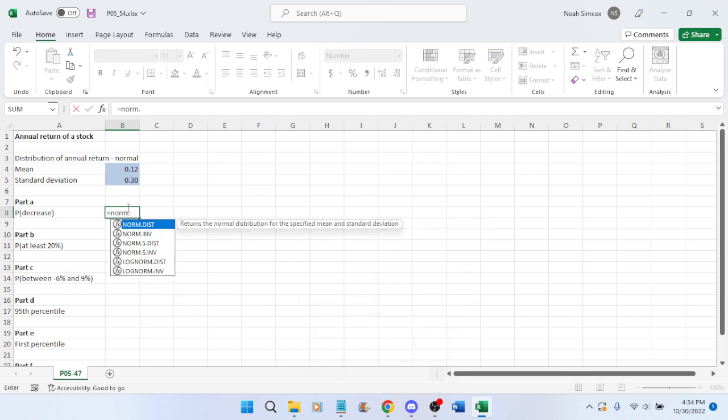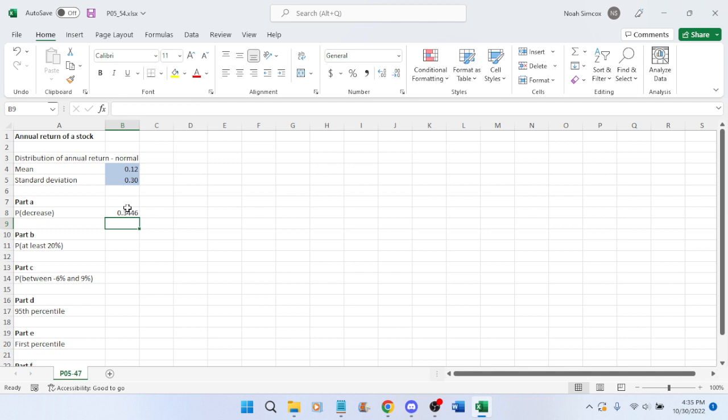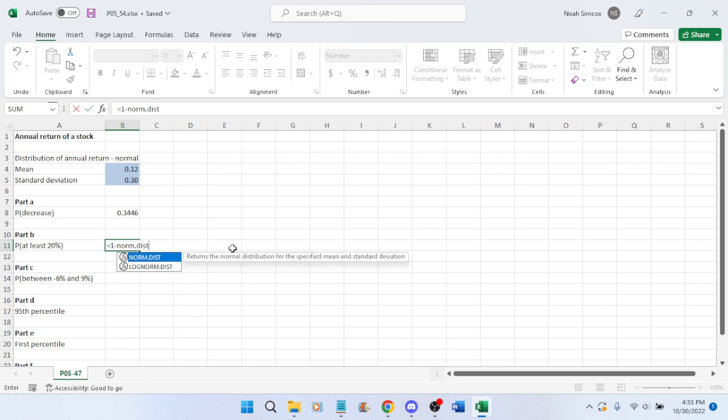So, norm.dist. We want probability of being less than zero, so 0, 0.12, 0.3, true. Less than zero, mean of 0.12. Probability that it will be at least this much. So probability that it will be more than 20% equals 1 minus norm.dist, 0.2, mean is 0.12, 0.3, true.